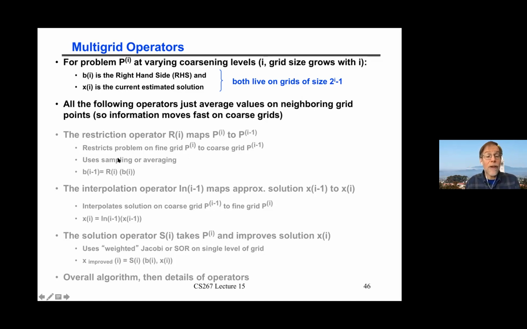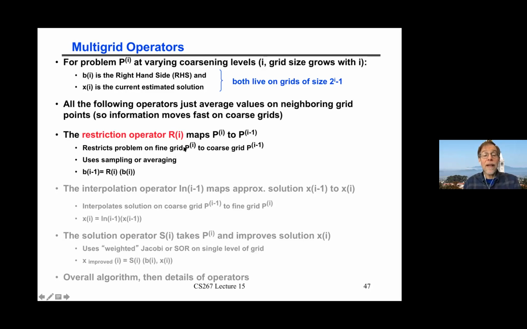So I'm going to have 3 different operators that are going to appear in the algorithm. The first one I'm going to call the restriction operator. That's going to take my fine problem and map it to a coarse one. So this is going to be a big problem. This one is a quarter as large. And the simplest thing you could do is simply sample. That's kind of what I showed you before. I just take the values of my solution at every other mesh point, or it could involve some averaging too. I'll show you the picture, but it's basically a stencil operation with nearest neighbors.